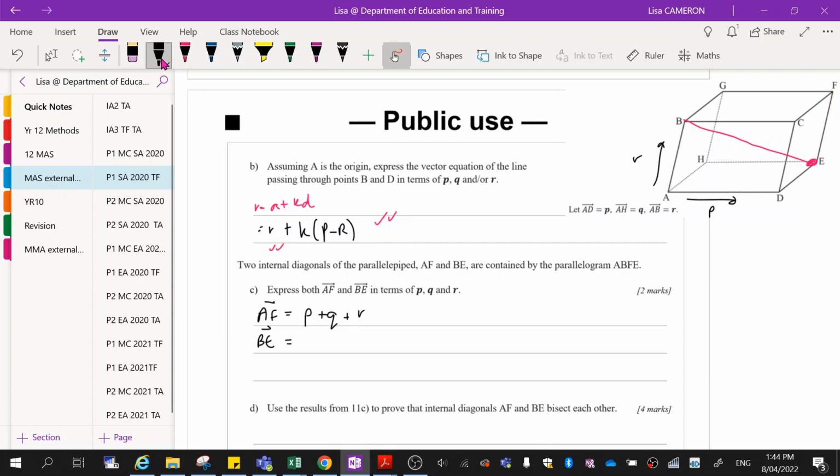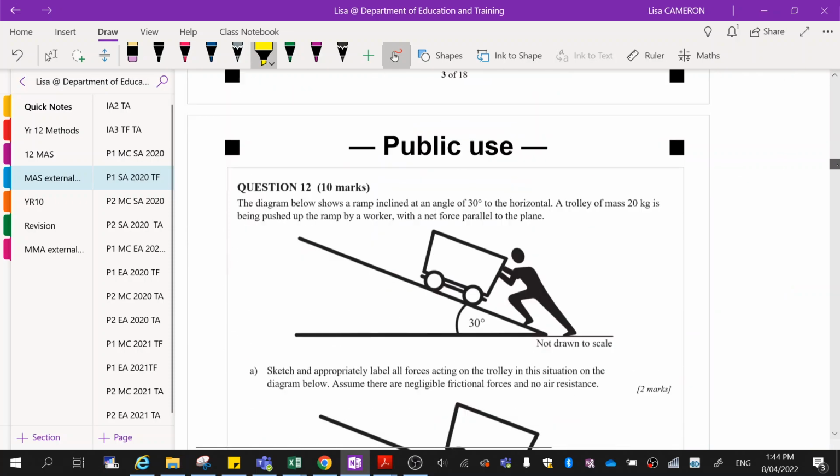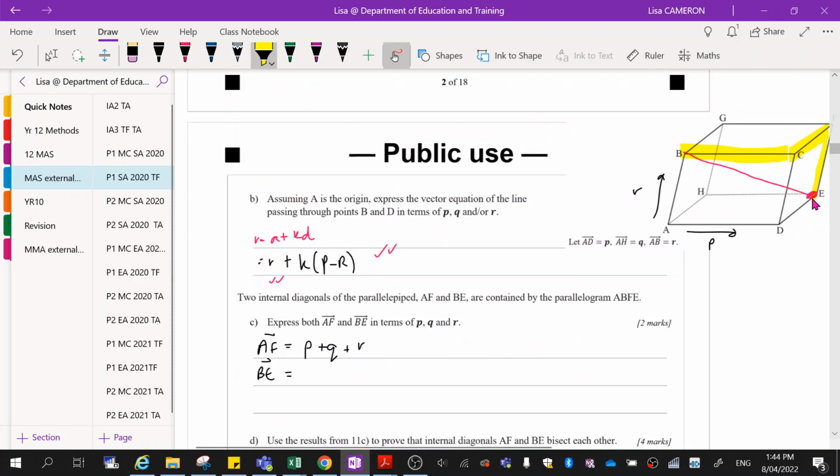Now if we're just looking at the vector of it, we don't need to adjust for its height here. We just start in that position. So to figure that one out, I'm going to go from here to here, from here to here, and then we're going to go down this part here. So that's going to be P from here to here plus D to E is the same as A to H, so that's just going to be Q. And now instead of going up, we're reversing the direction down, so minus R in this case. So 2 marks, you'll get 1 for this, 1 for that.